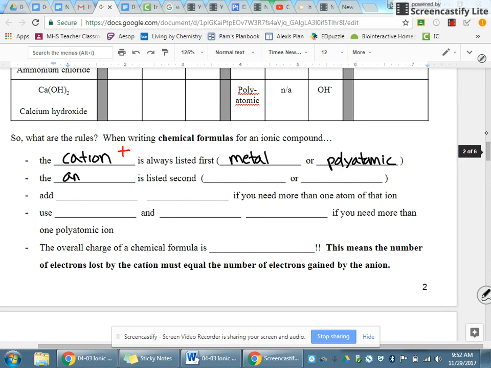The anion is always listed second. Remember, anions are negative. This could be your nonmetal. So in the case of the example above, that would be our fluorine, or it could also be a polyatomic.